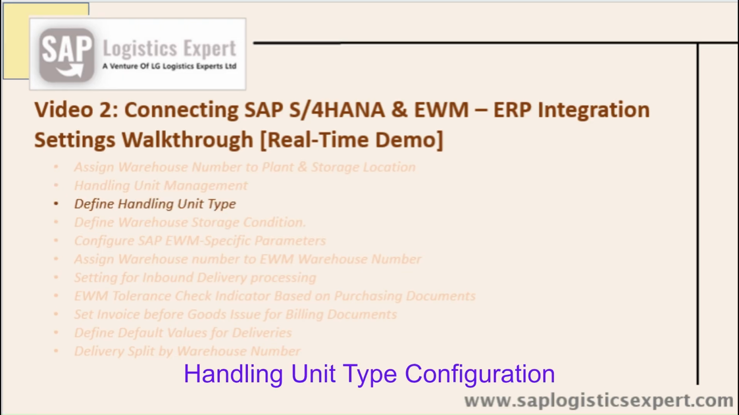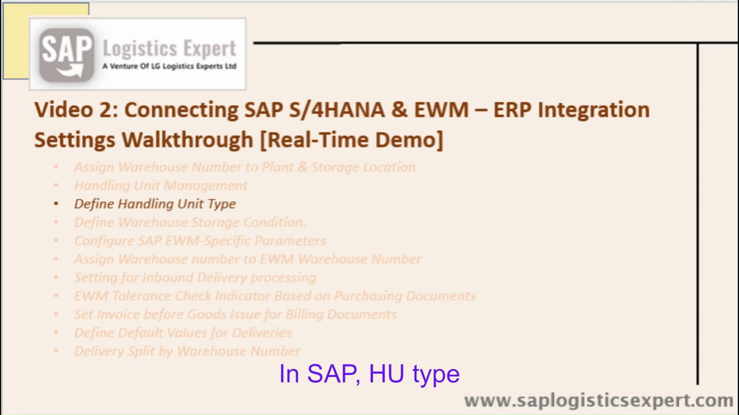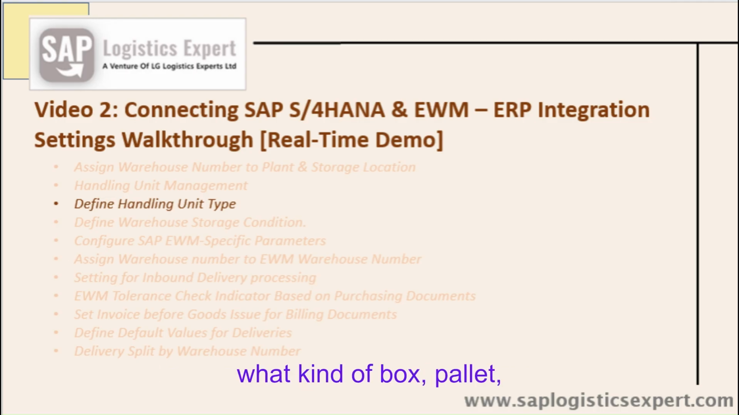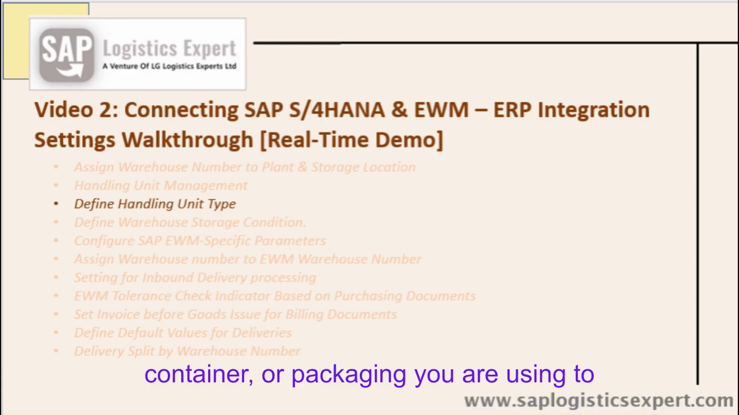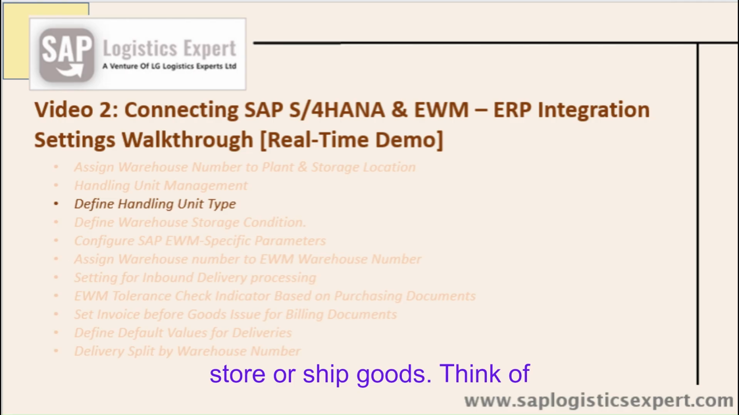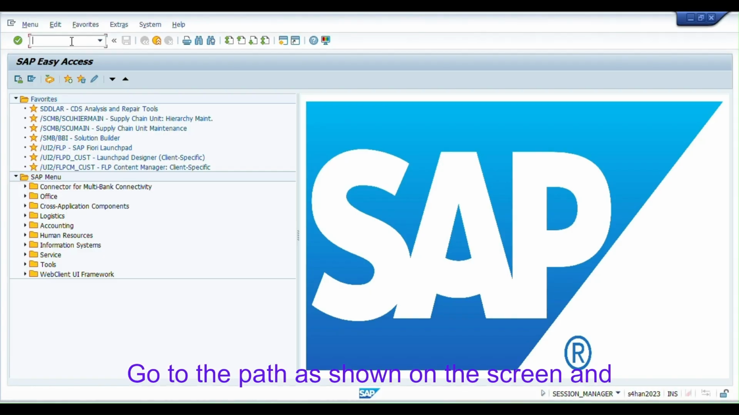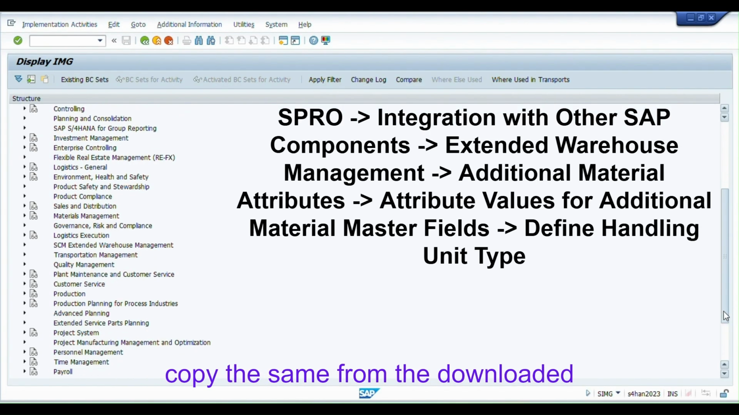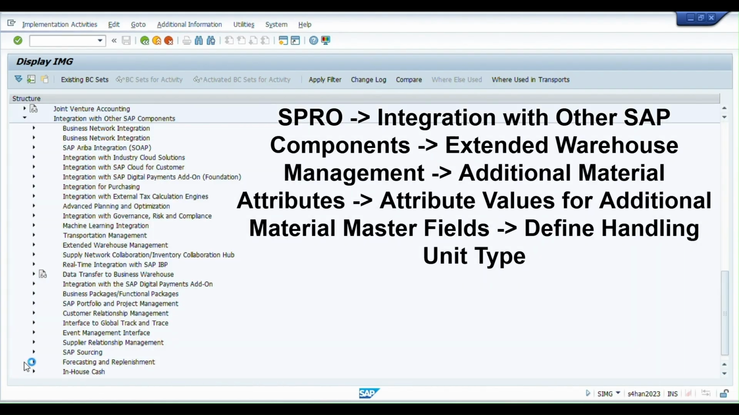Handling unit type configuration. In SAP, HU type means handling unit type. It is a label or category that tells the system what kind of box, pallet, container, or packaging you are using to store or ship goods. Think of it like this: a small carton is one HU type, a wooden pallet is another HU type, a metal container is yet another HU type. Go to the path as shown on the screen and configure the HU types. You can copy the same from the downloaded Excel.